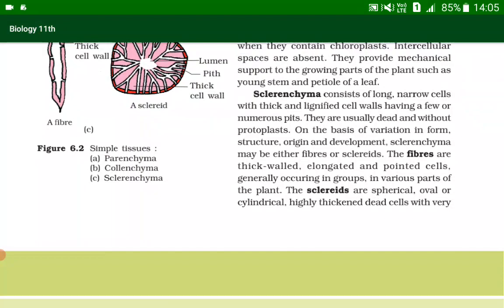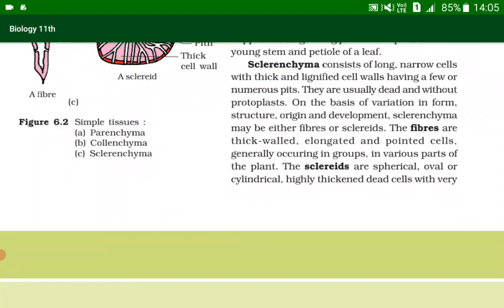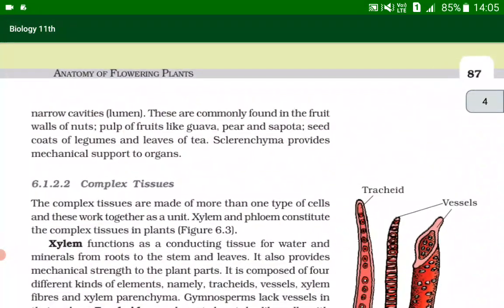On the basis of the variation in form, structure, origin and development, sclerenchyma may be either fibres or sclereids. The fibres are thick-walled, elongated and pointed cells, generally occurring in groups in various parts of the plant. The sclereids are spherical, oval or cylindrical, highly thickened dead cells with very narrow cavities (lumen).